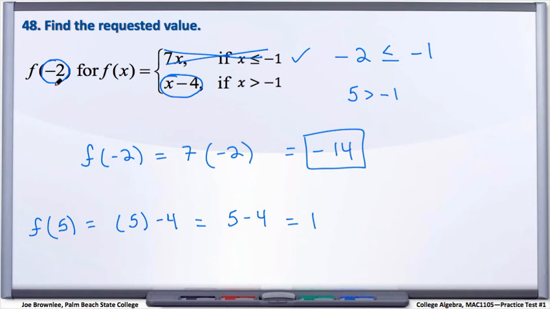All right, so you have to look to see what they're asking you to plug in, and based on what they're asking you to plug in, you will choose some piece of the piecewise function, plug it in, and evaluate just like we would any other time. But for number 48, they wanted us to find f of negative 2, which means we're using this first piece here. We plug it in for x and evaluate, and we end at negative 14.